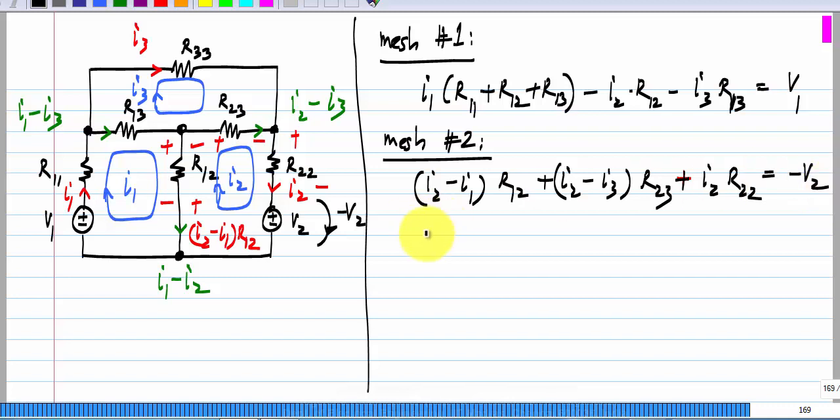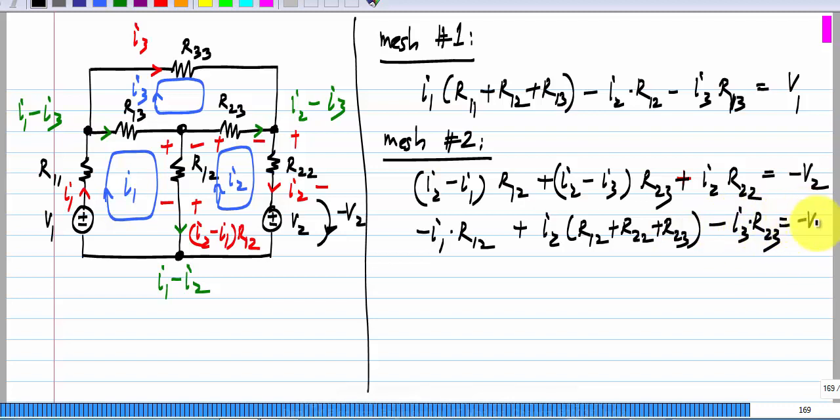And again I collect all the coefficients. I'll have minus I1 times R12 plus I2 times (R12 plus R22 plus R23) minus I3 times R23 to be equal to minus V2. Okay. So this is again something that follows the same pattern. For mesh number 2, the coefficient of I2 will be the sum of all resistances in the mesh. Coefficient of I1 will be the negative of the resistance common to mesh 1 and 2. Coefficient of I3 will be the negative of the resistance common to meshes 2 and 3.